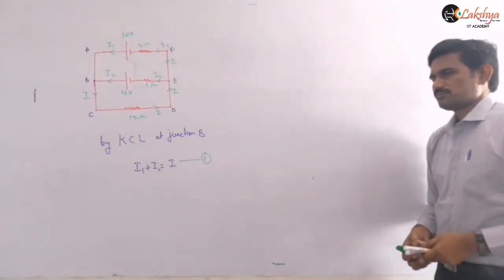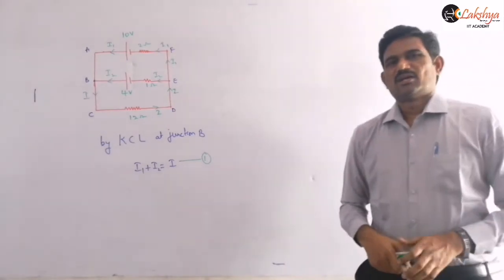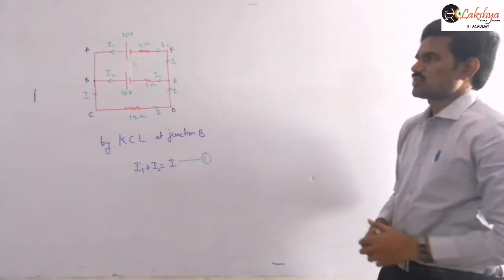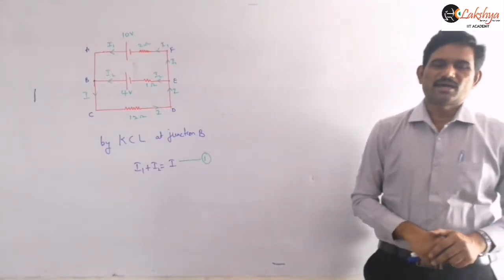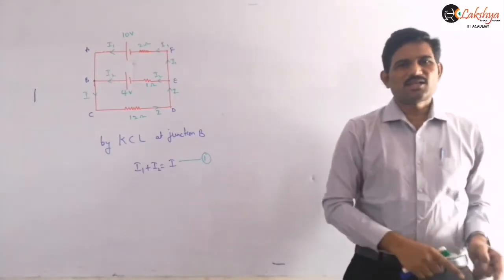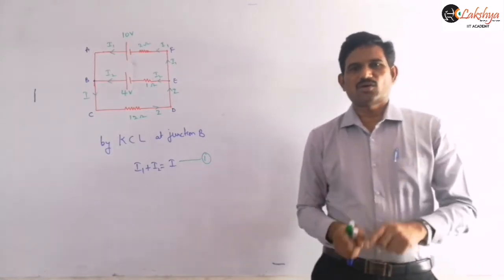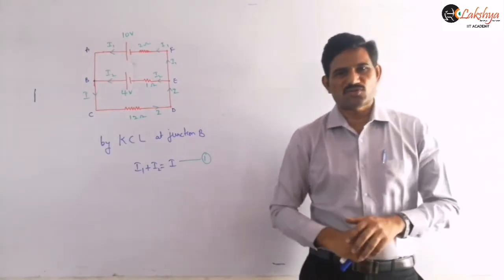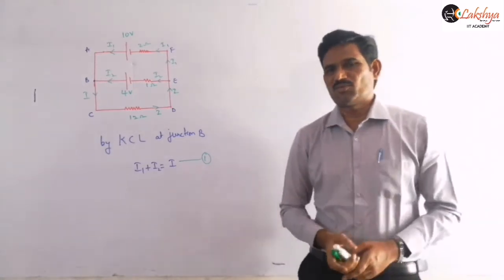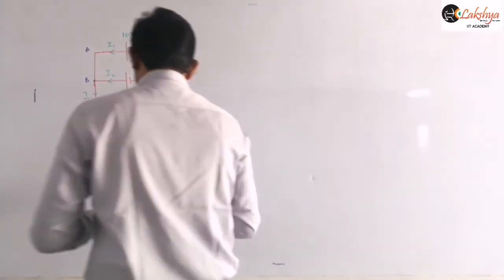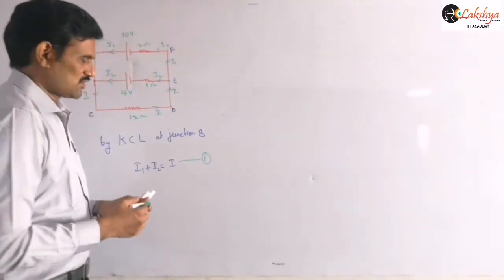As I said, we already considered the current distribution. Next we need to apply the Kirchhoff loop law. While applying it, you may apply either in the clockwise direction or in the anti-clockwise direction. That is also purely your choice. Whether you apply clockwise or anti-clockwise, finally you will get the same answer. So now the direction we need to define first. I am applying this.